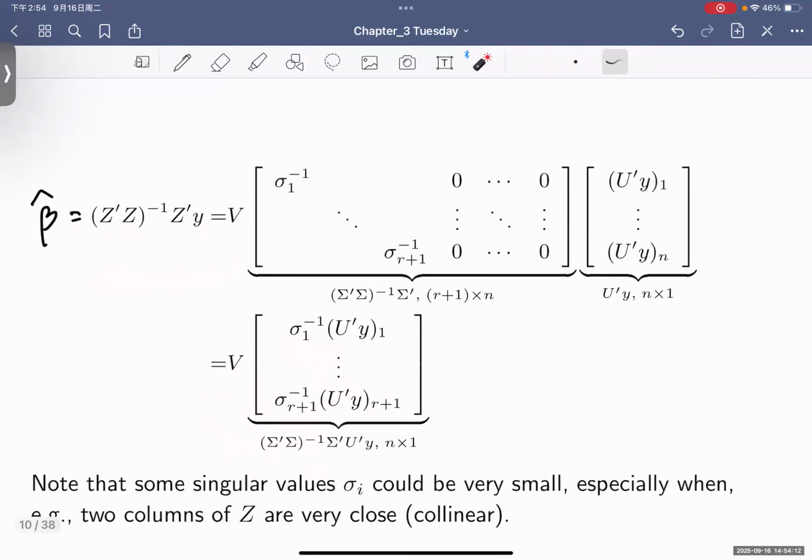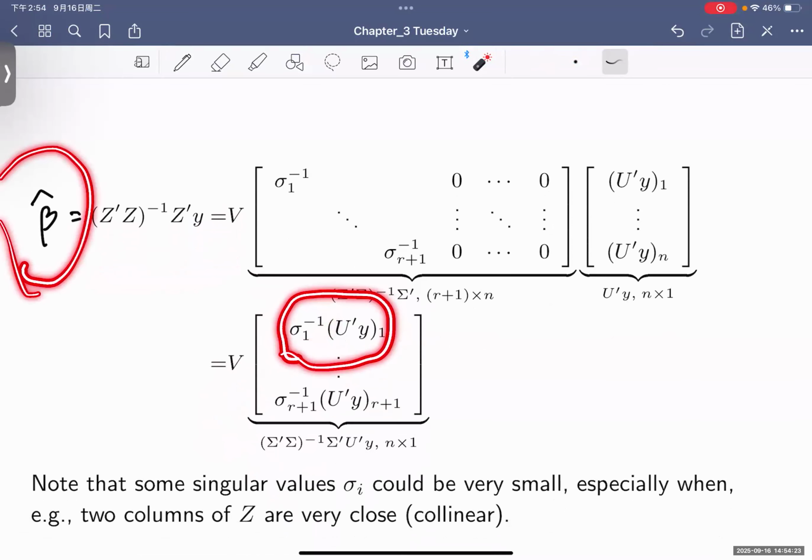So this just matches our statement. Once one sigma is small, the whole term will become extremely large, which will result in beta hat being large.